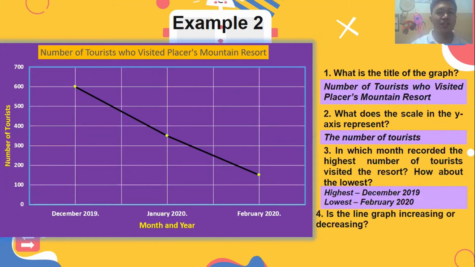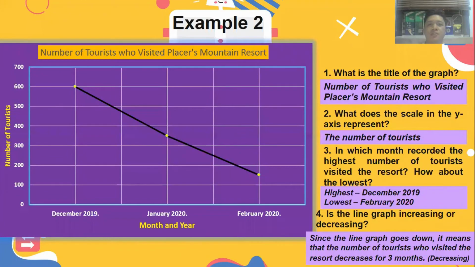And for the fourth question, is the line graph increasing or decreasing? Very good. Since the line graph goes down, it means that the number of tourists who visited the resort decreases for 3 months, meaning the line graph is decreasing.